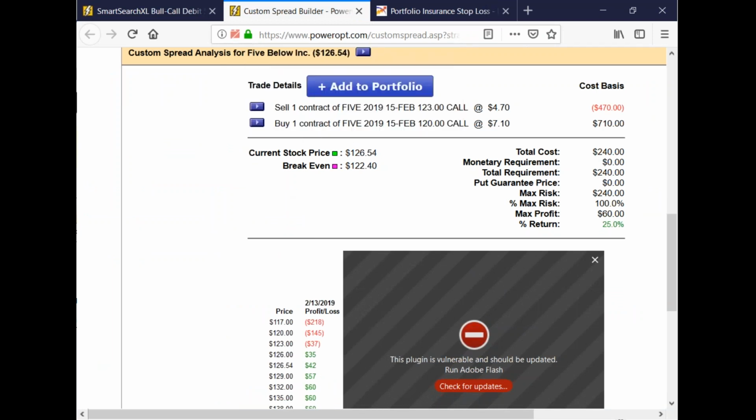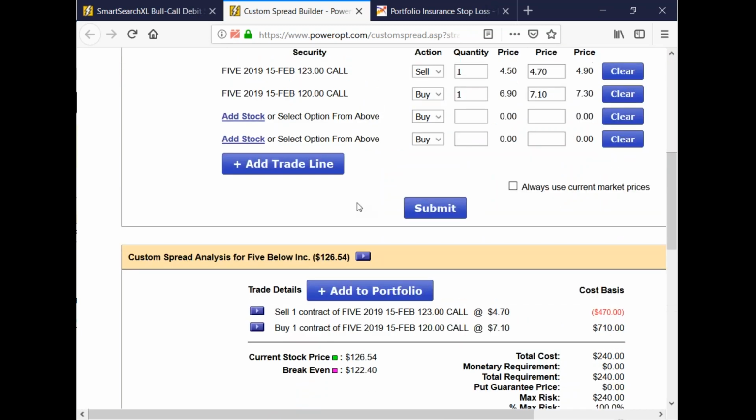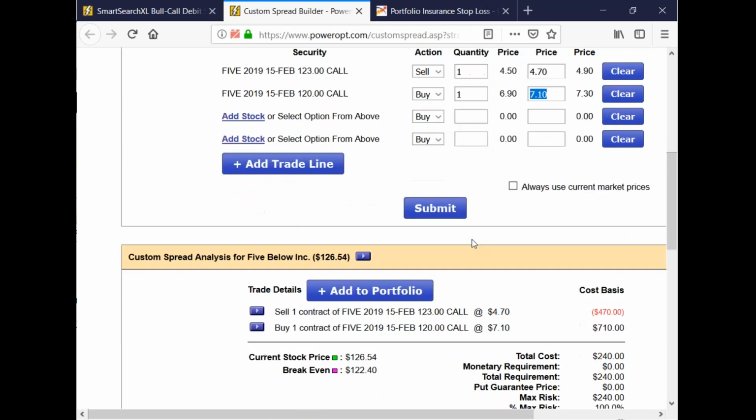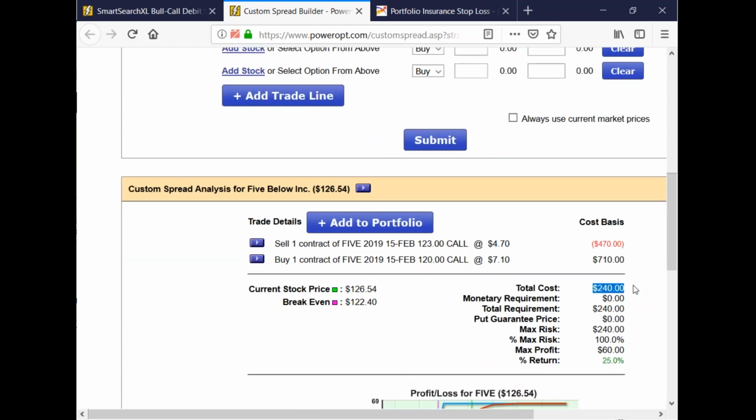Now, using the midpoint prices here, we see that I could get about 470 for selling the higher strike call. I'm going to pay 710 for the lower strike. This would give me a net debit of 240 on a 3-point spread.